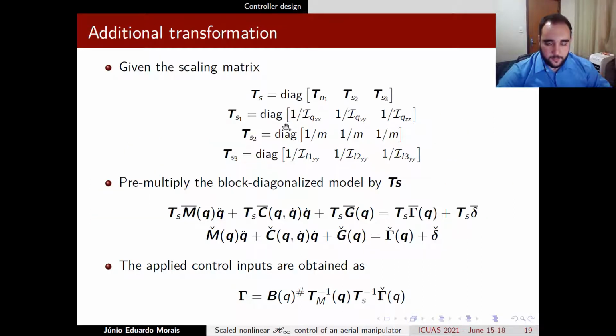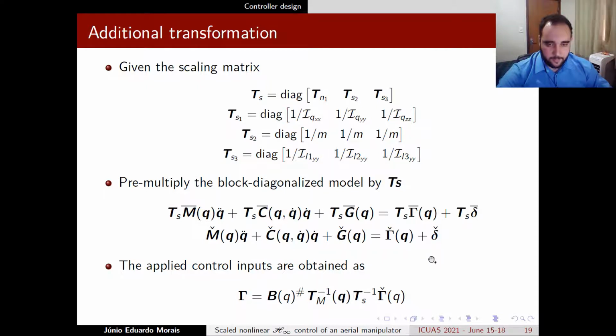The solution is to employ some form of numerical method, such as a matrix decomposition to facilitate the calculation of the inverse, or some form of preconditioner, such as the solution we are using here. In this case, we define a diagonal matrix Ds by using the masses and moments of inertia associated with each of the generalized coordinates of the system, and pre-multiply the block diagonalized system by this matrix Ds. We then name the resulting matrices using this check symbol to abbreviate this new equation here.